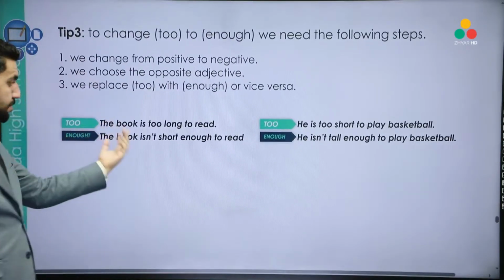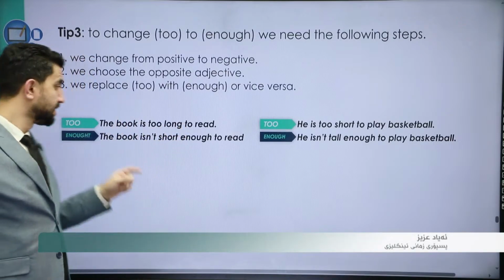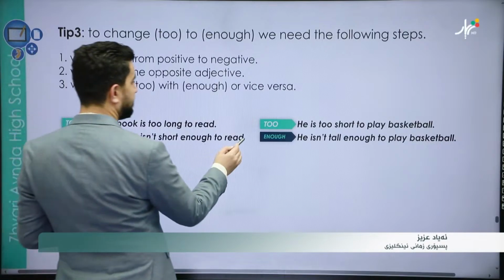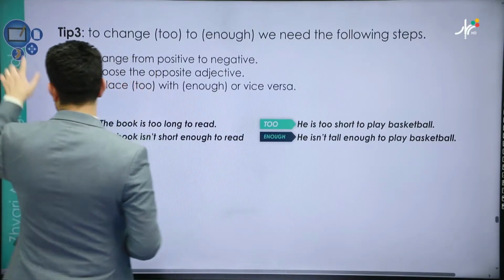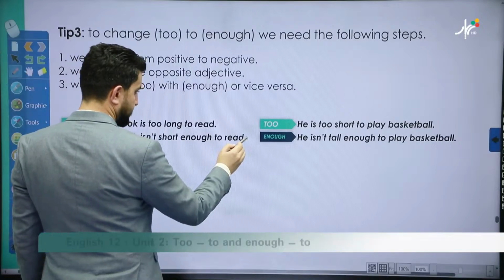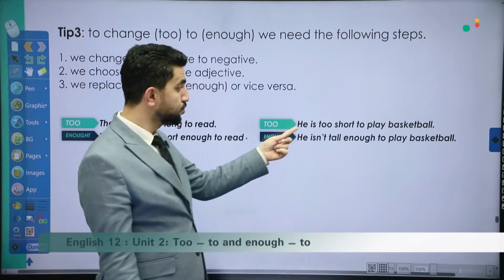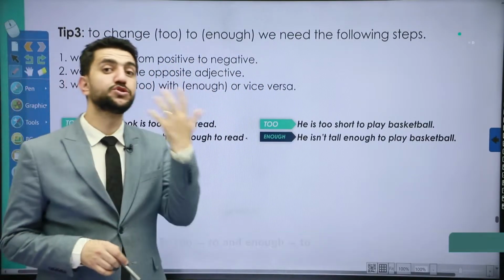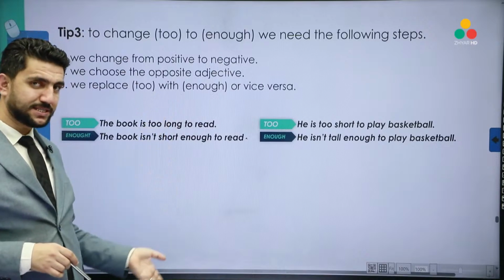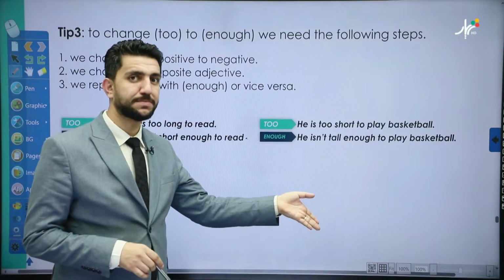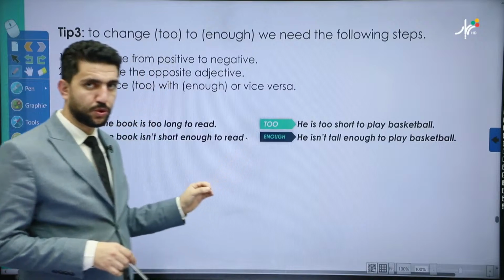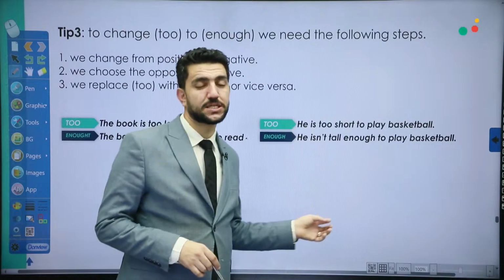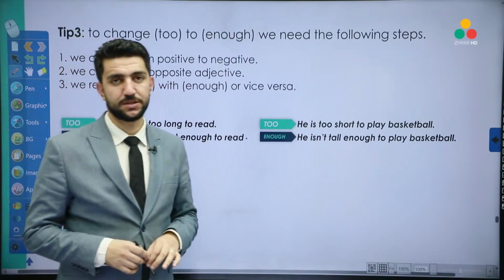Let's take a look. The book is too long to read. The book isn't short enough to read. And by the way, it has the same meaning. All right, what about this one? He is too short to play basketball. Now you do it on a piece of paper or do it orally. He isn't. What's the opposite of short? Tall or long, right? Since it's a person, we say tall. So he isn't tall enough to play basketball.